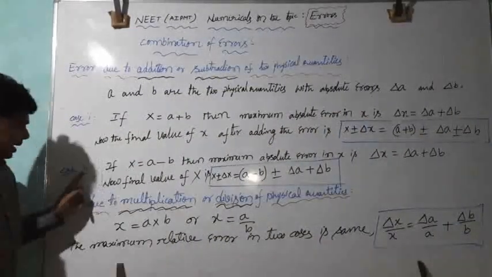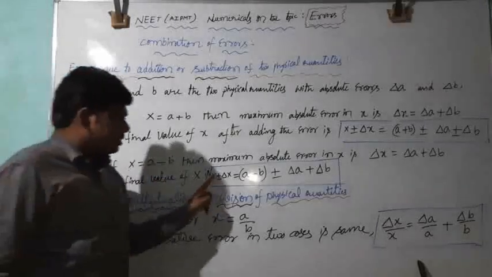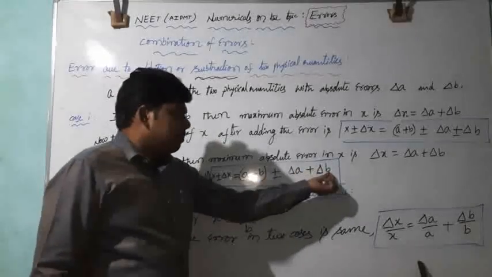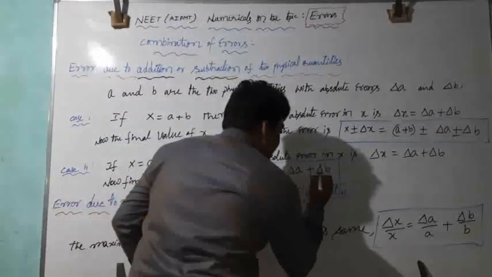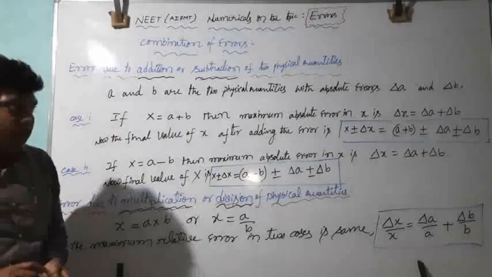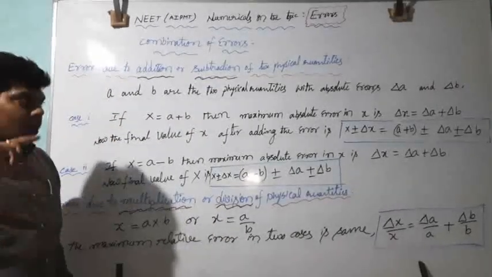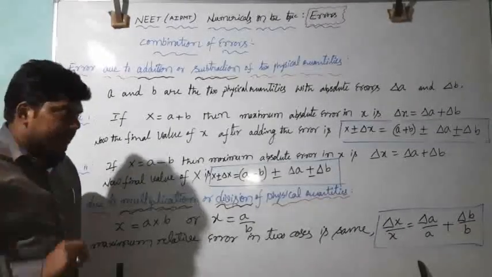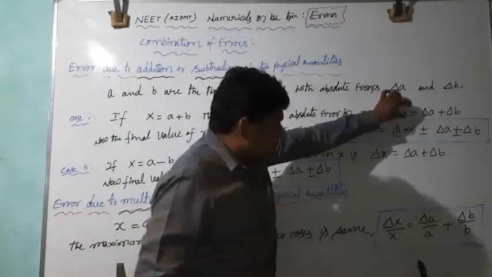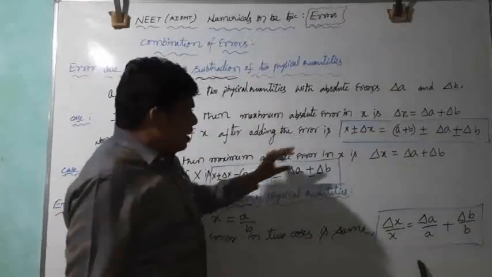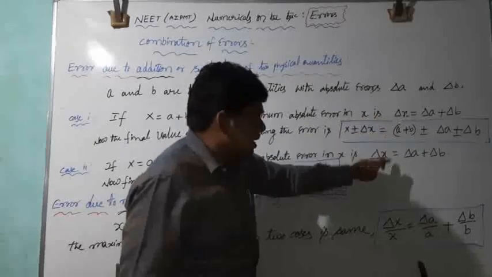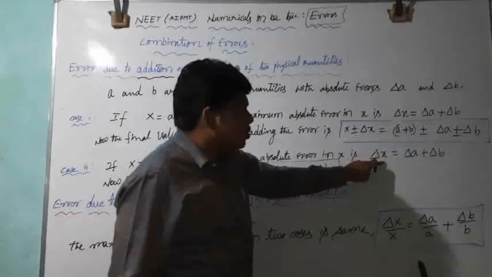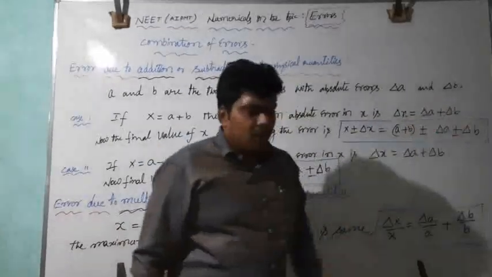Similarly, in the second case, x is equal to A minus B. x plus or minus delta x is equal to A minus B plus or minus delta A plus or minus delta B. You should remember one difference. When you find the absolute error in x, that is delta x, it is the same in the two cases. Whether you add or subtract, delta x is equal to delta A plus delta B only.